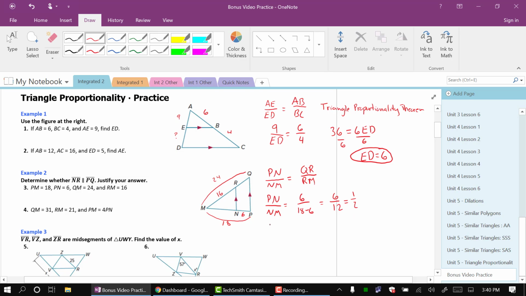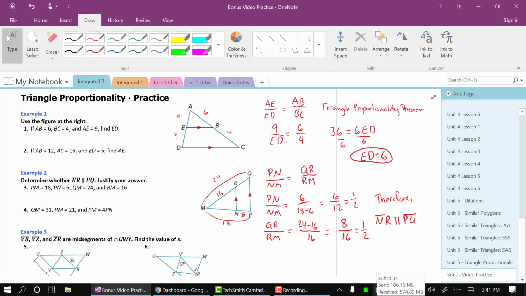Now let's find the other one, QR over RM. QR, we don't know what that is fully. We know it's 24 minus 16. So 24 minus 16. We know what RM is. That's going to be 16. So 24 minus 16, that's 8 over 16, which is 1/2. So these both equal 1/2. So therefore, line segment NR is going to be parallel to line segment PQ. And this is by the converse of the triangle proportionality theorem.